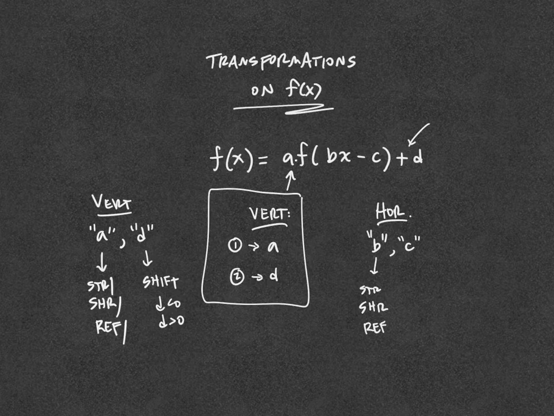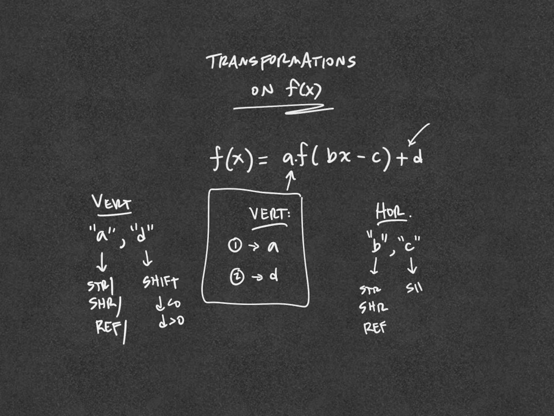Now, the orientation of the stretch or shrink is the opposite of the vertical. Therefore, if B is between 0 and 1, that would be a stretch, unlike the vertical, where if A was between 0 and 1, that would be a shrink. So those two are flip-flopped. If B is greater than 1, that would be a shrink. And if B is less than 0, it could be either a stretch or shrink, as well as a reflection for sure.